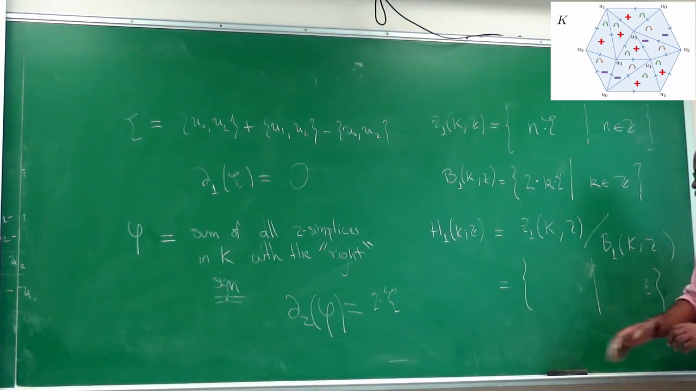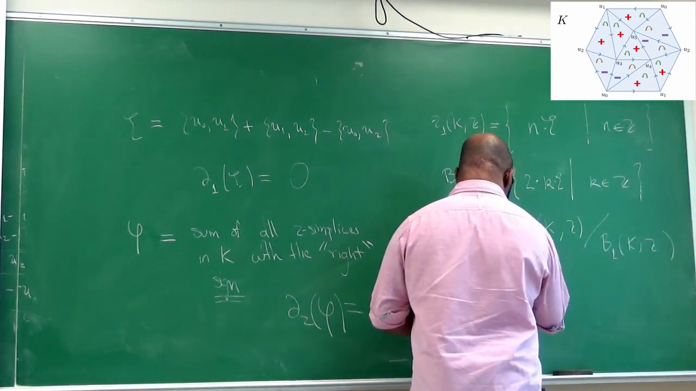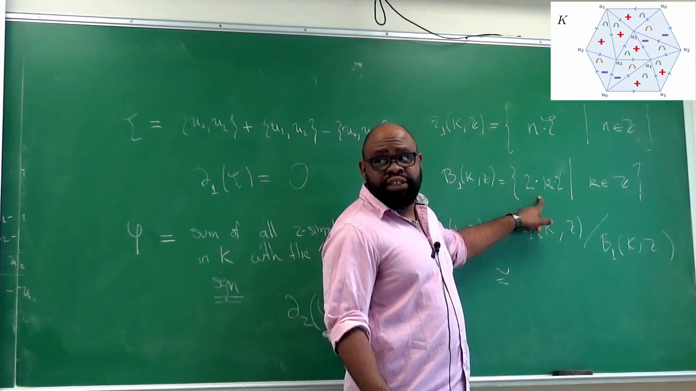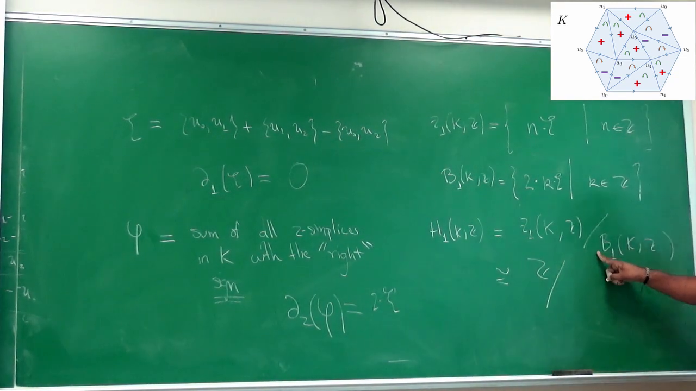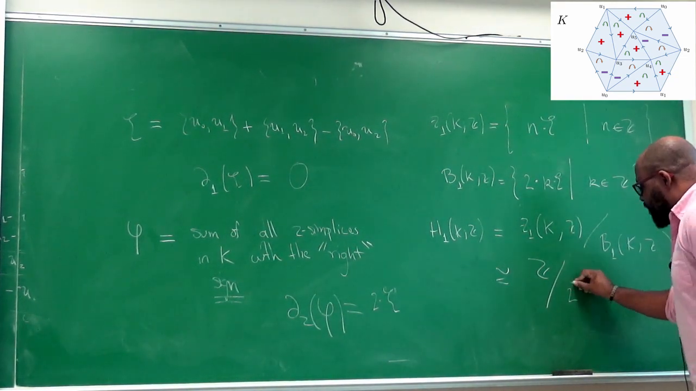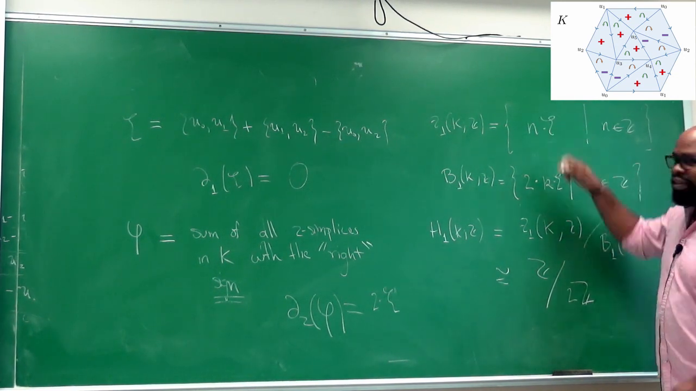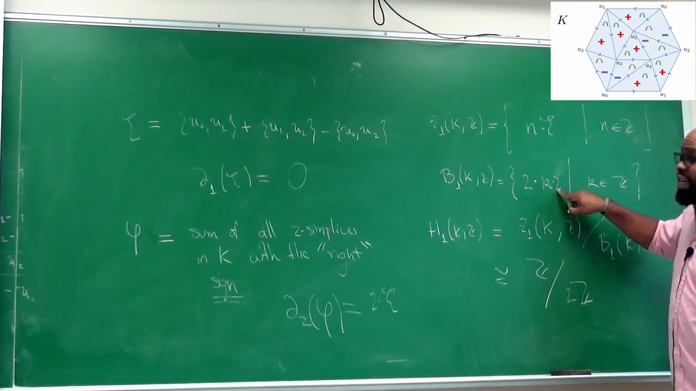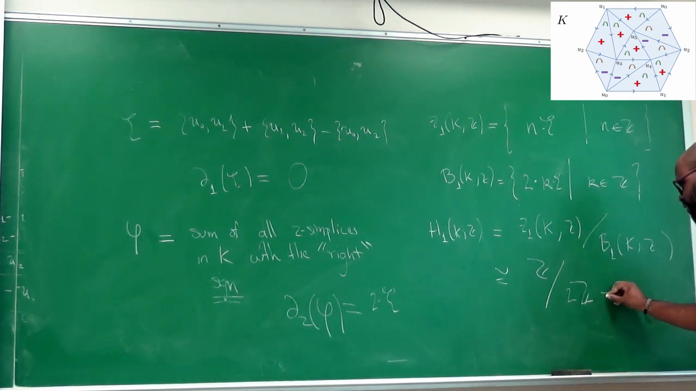So when we compute cycles modulo the boundaries, it's as if we were doing Z divided by what? By 2Z. Because one can think of this guy as 1, and here I'm taking all evens, right? And I'm dividing Z by 2Z, which is sort of 0 and 1.